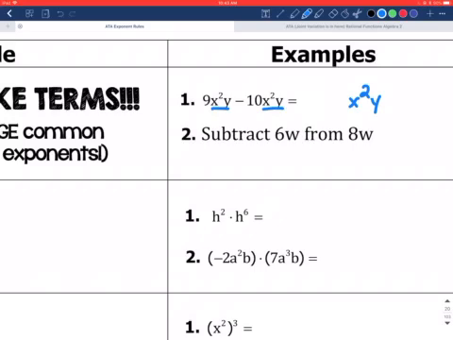Now we just have to use the coefficients. So it's 9 minus 10, and that will give me a negative 1. You can put the 1 here, but I will not do that. It's not incorrect if you do that, but you can just leave the negative out there.